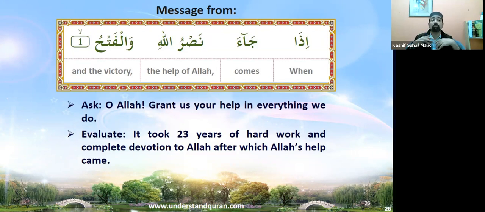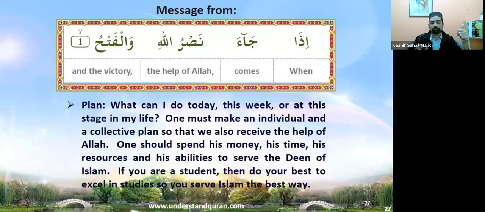But then we also need to evaluate ourselves. How did the Prophet get the victory? Did he get it overnight? Did he get the victory just by going out once and conquering Makkah? No. It took him 20 years of very, very hard work, starting his preaching from Makkah, then migration to Medina, then all the hardships, wars and everything. But then Allah, of course, helped him because of his complete devotion to Allah. So Allah's help came. إِذَا جَاءَ نَصْرُ اللَّهِ وَالْفَتْحُ.